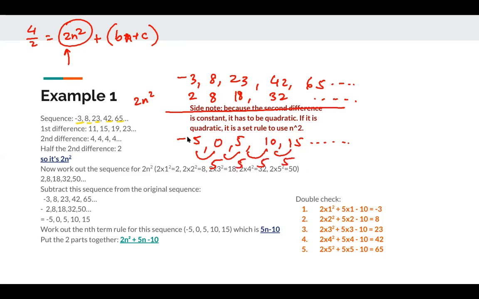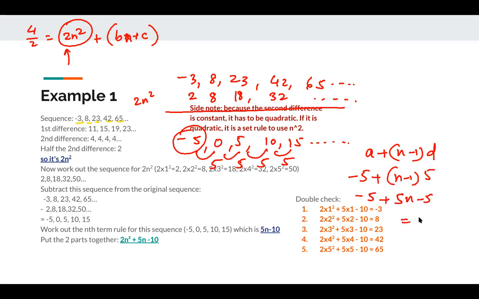So what you do is you find the nth term formula for this. The nth term formula for an arithmetic sequence is a plus n minus 1 times the difference. My a is negative 5, so negative 5 plus n minus 1, and the difference is 5. If you open up the bracket, you get negative 5 plus 5n minus 5, which is 5n minus 10. So eventually what you get is the 2n squared term in the beginning, plus 5n minus 10.